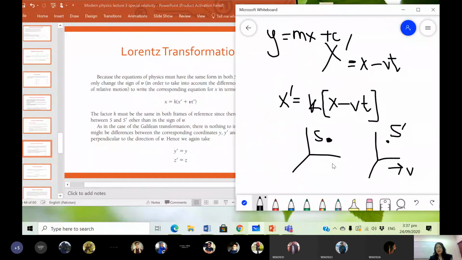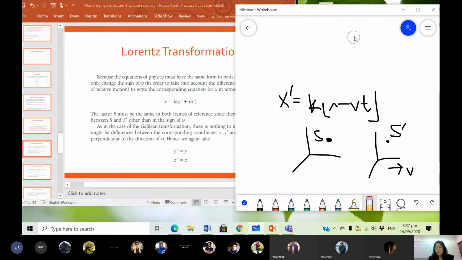Inverse transformation: if I have a formula for x, this formula over here says that x dash is in terms of x and time, okay? So how can I write a formula for x in terms of k? Well, k will still be a factor here, but when I want to inverse the situation, I will write it in terms of x dash plus vt dash.